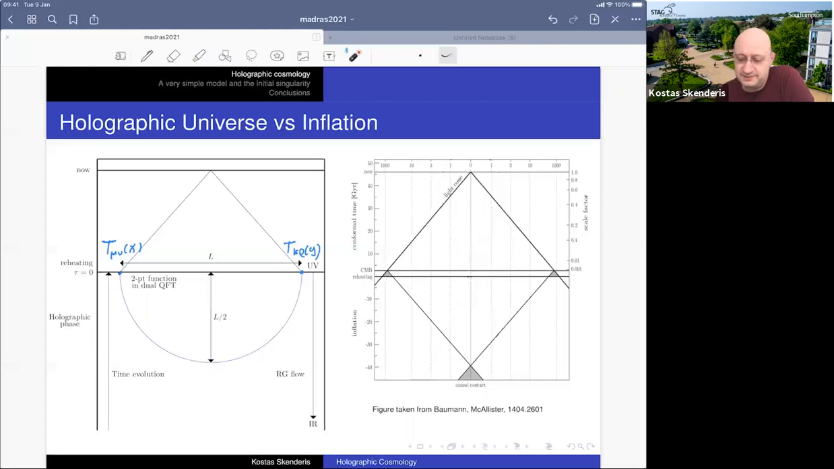Now, the big difference between this picture and that one is that this one still has some initial singularity. So inflation doesn't resolve the initial singularity.